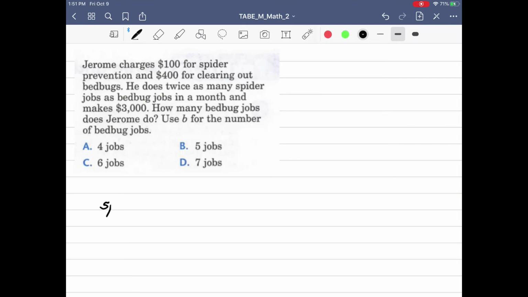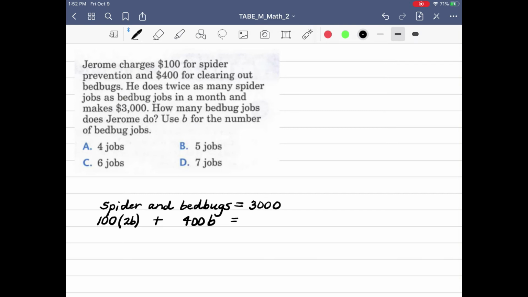Okay, so he deals with spiders and bed bugs, and for a month he totals $3,000. He charges $100 for the spiders and $400 for the bed bugs, and he does twice as many spider jobs as bed bug jobs. So if B is bed bugs, and they tell us to use B for bed bugs, spiders would be 2 times B.